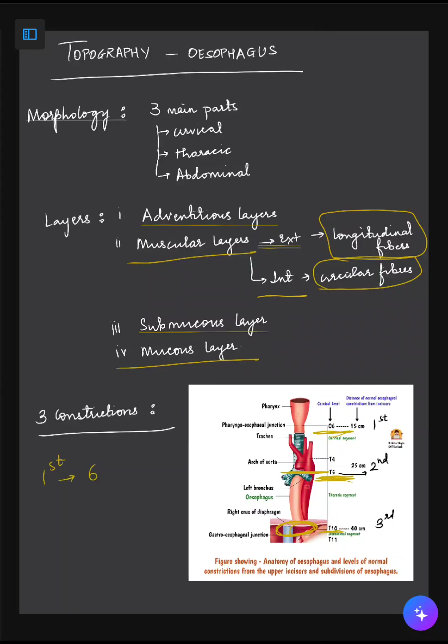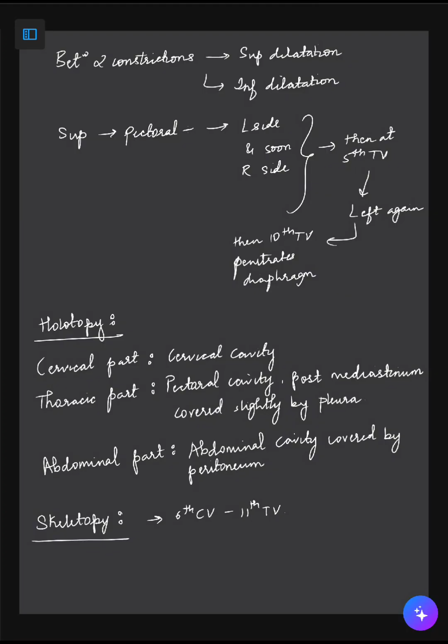First is 6th cervical vertebrae. Second is 5th thoracic vertebrae. And third is 10th thoracic vertebrae. It is very simple. First is the opening of the gullet. Second is the bronchus and aortic arch crossing. And third is piercing the diaphragm, the esophageal hiatus. Now between these constrictions, there are 2 dilations: superior dilation and inferior dilation.